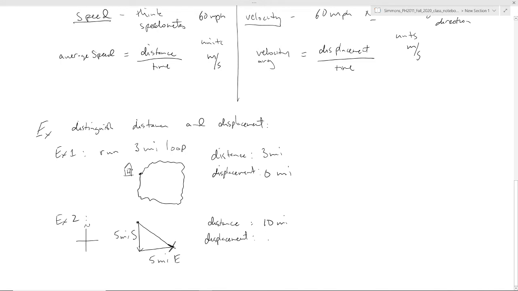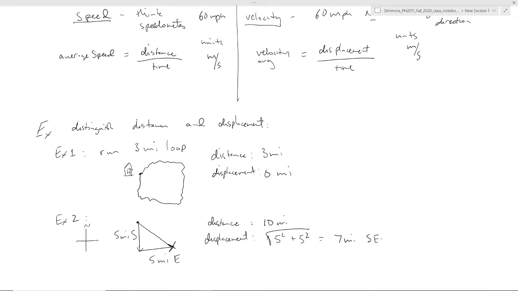This displacement would be the square root of 5 squared plus 5 squared. You can use your Pythagorean theorem. And you would find that this is about 7 miles. And this would be in the direction, if we're talking about cardinal directions, southeast. Okay.